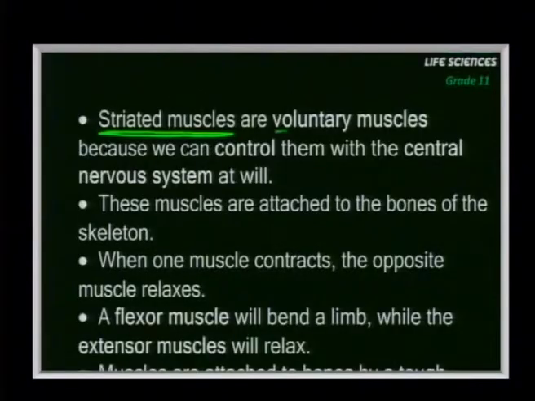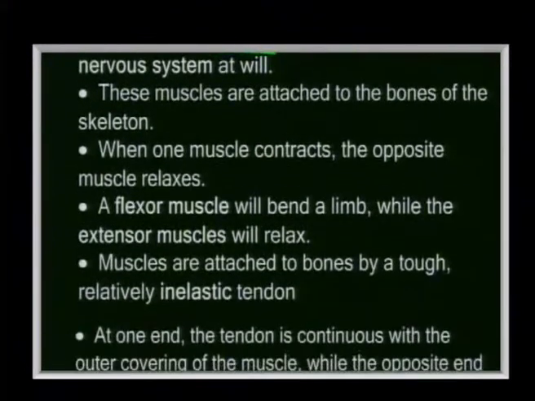In order to do that, my fingers need to close and contract around the glass. My biceps has to contract to move it to my mouth. It's not going to move it to behind me or on top of my head. It's going to move it to my mouth. All of that is voluntary. I voluntarily decide I'm going to move striated muscle. So that's voluntary muscle, because why? We can control it with our will. We control it with the central nervous system. These muscles are attached to bones of the skeleton.